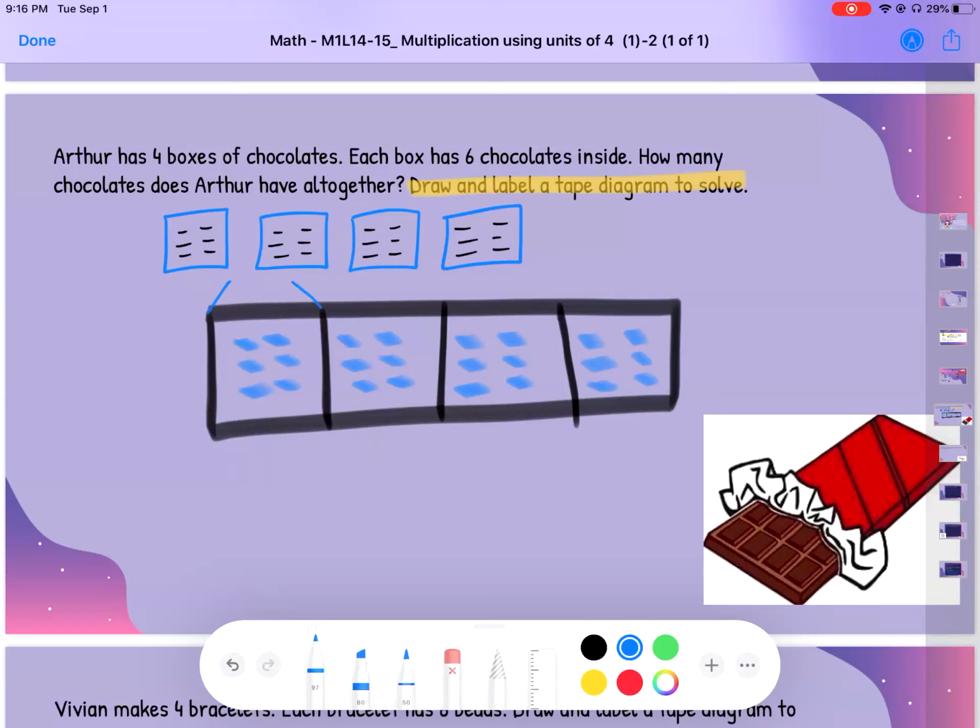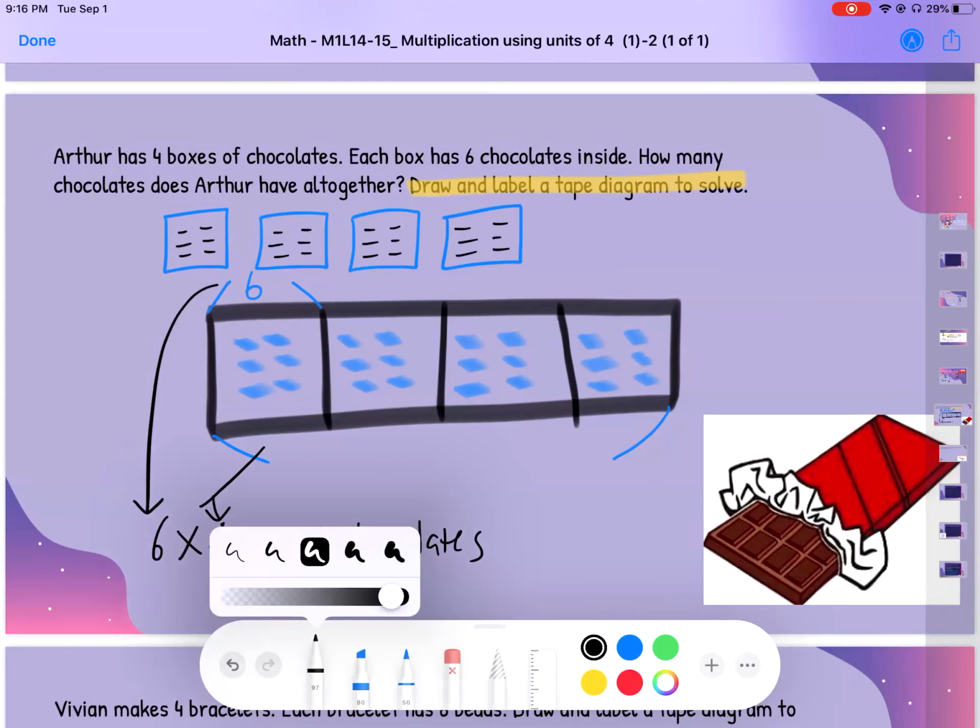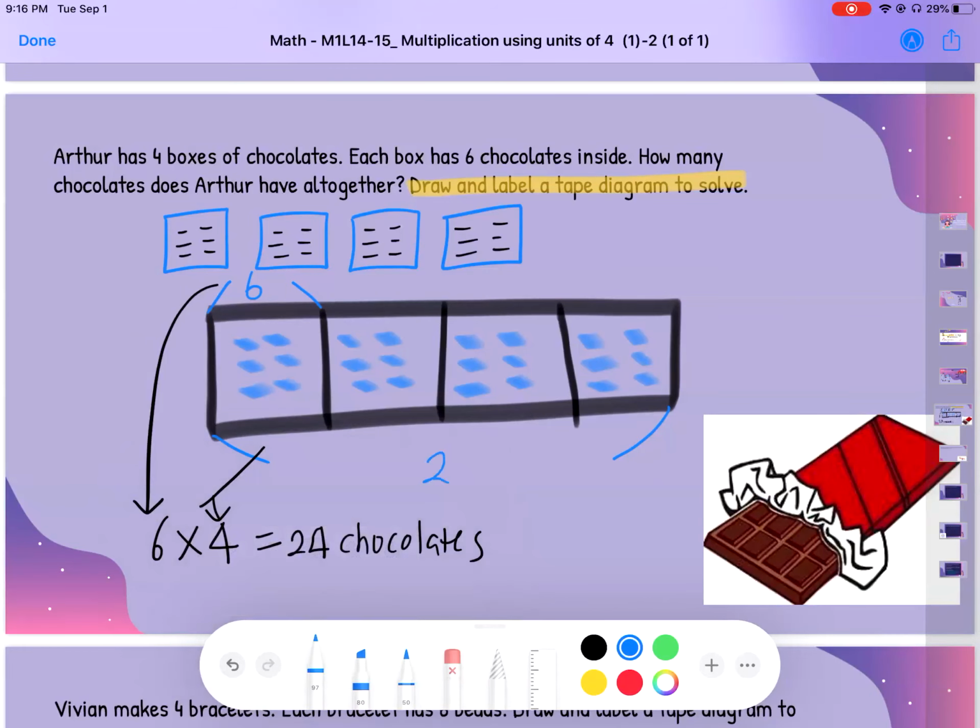So how many chocolates are there in one box? There are 6 chocolates. And we need to label one more thing, which is the number of total. And I'm going to use my multiplication sentence to find the answer. There are 6 chocolates and there are 4 boxes. So there are 24 chocolates all together. So I'm going to put my total number here.